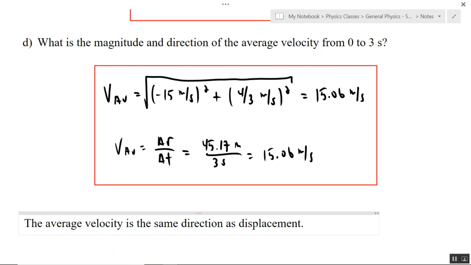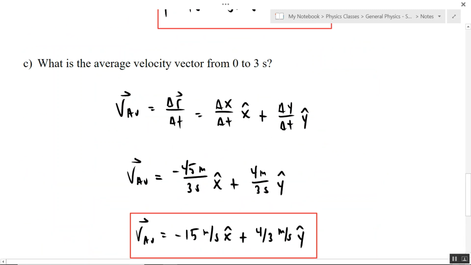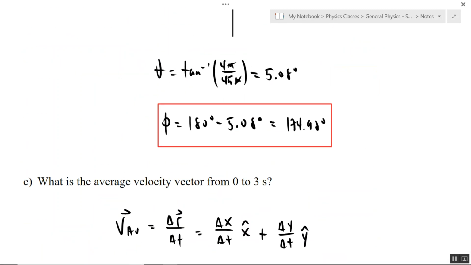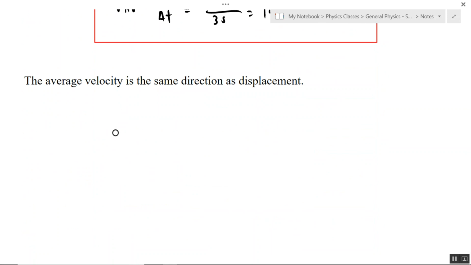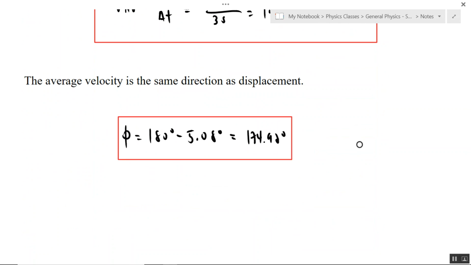So you don't have to recalculate. I mean, you can if you wanted to. You could do what we did in the last part again. But the point is, if you're confident that the direction for delta r is correct, then VAB is in the same direction as delta r. It's 174.92 degrees from the x-axis.